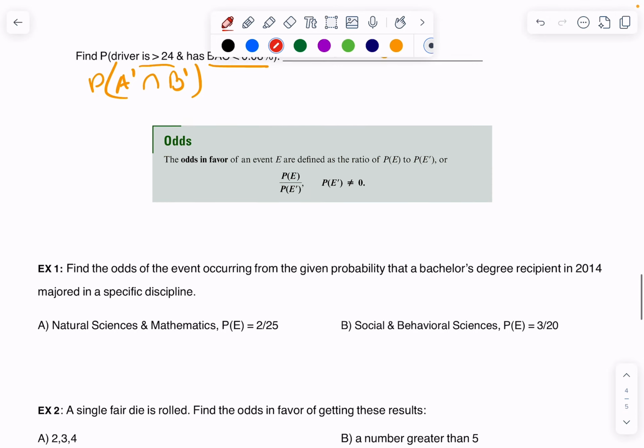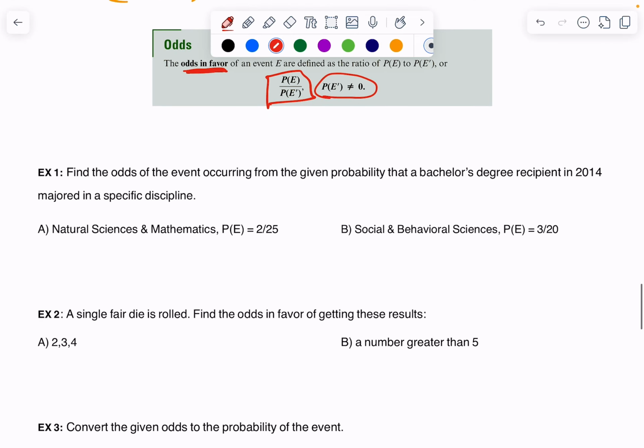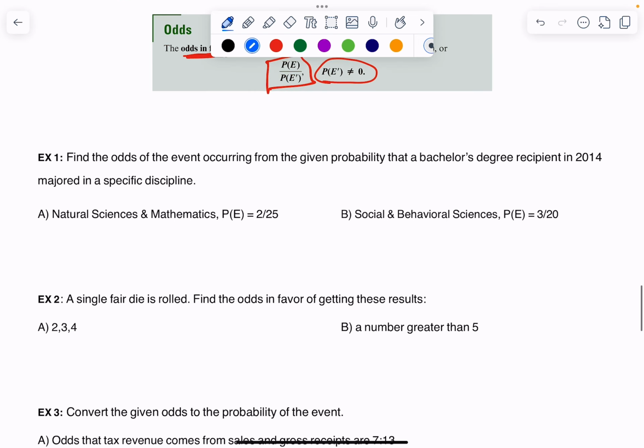Anyways, okay, next one, we're going to look at odds. So odds in favor of an event E are defined as the ratio of the probability of event E divided by the probability of the complement of event E. And notice that the complement cannot be a 0 because we cannot divide by a 0. So find the odds of the event occurring from the given probability that a bachelor's degree recipient in 2014 majored in a specific discipline. So natural sciences and mathematics. The probability of event E is 2 over 25.